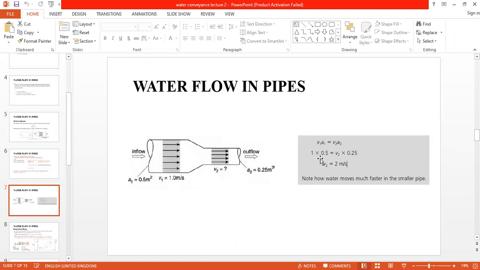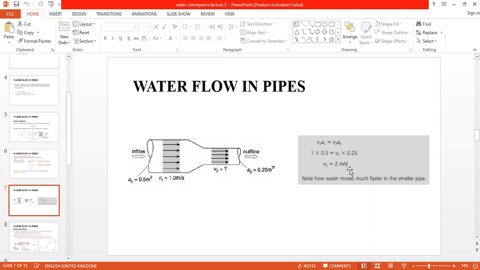So in this case, if we set up our equation like this, because we now want to find the velocity of the water, we would have to make V the subject of the formula. And when we solve it, we realize that we have 2 meters per second. So that would be the velocity at the outlet.